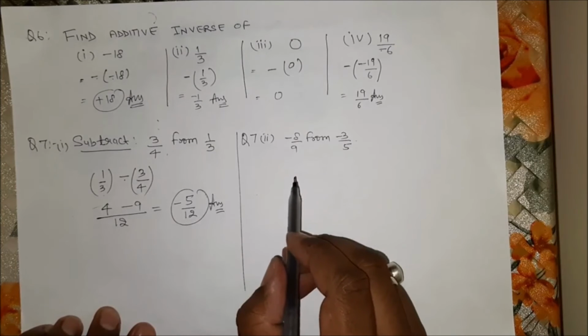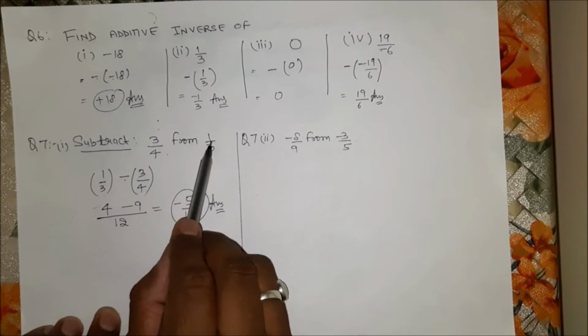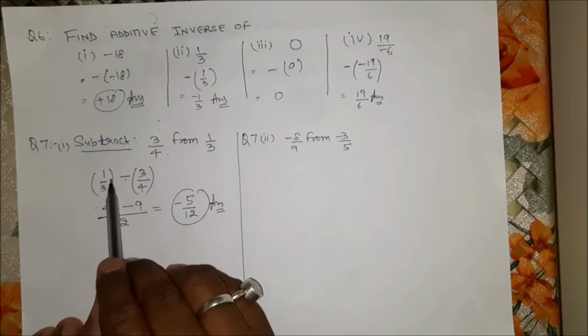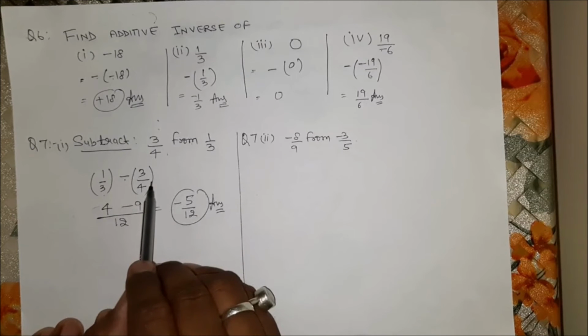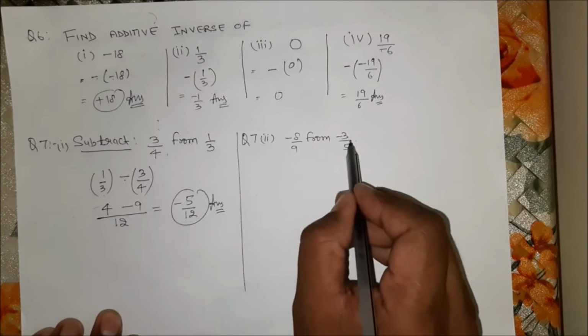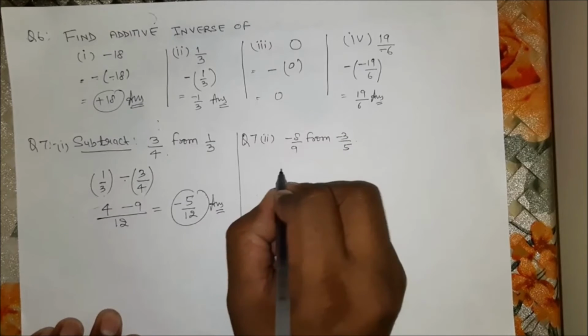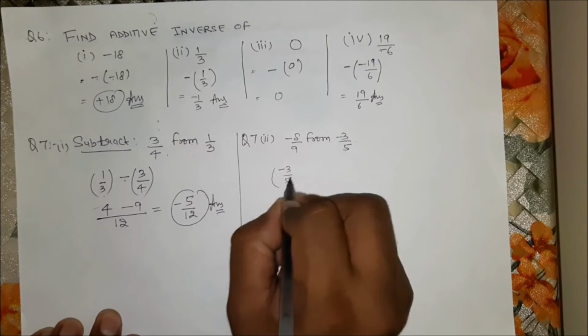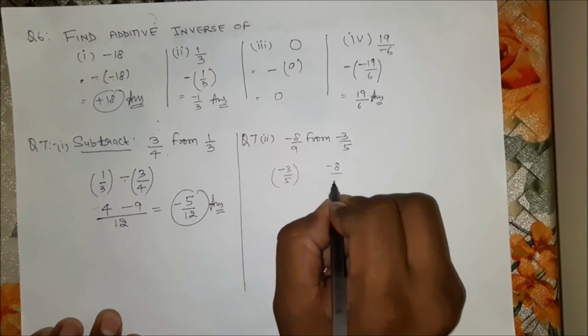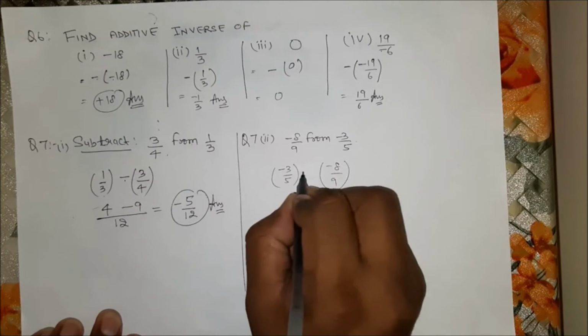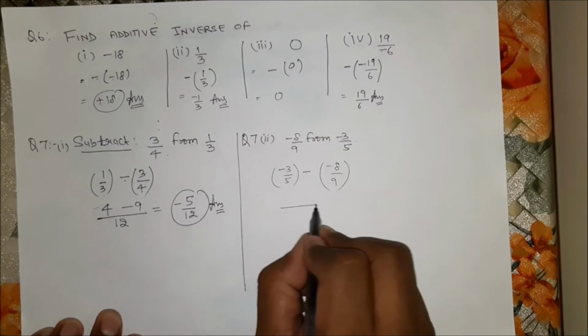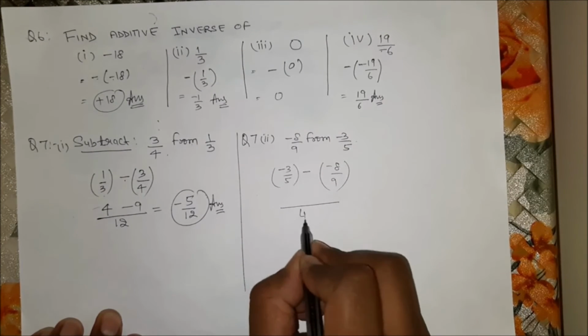Okay, when you have number this from this, first write down the second number and then write down the first number. जो बाद वाला नंबर है उसको पहले लिखेंगे. You can see this बाद वाला नंबर क्या है? Minus 3 by 5. पहले वाला नंबर क्या है? Minus 8 by 9 and put the negative sign here. Take the LCM. LCM you will get 45.